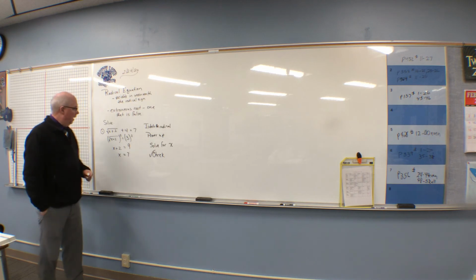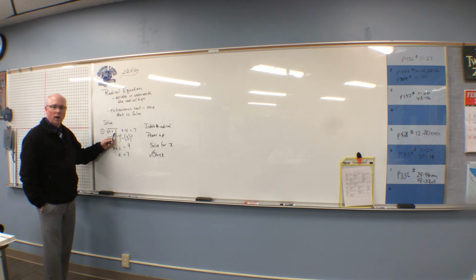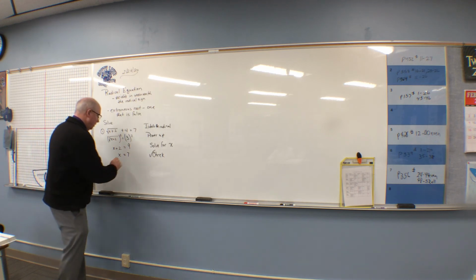So what we want to do is put 7 back in there. 7 plus 2 is what? 9. What's the square root of 9? 3. 3 plus 4 is? 7. It works. So this is your answer.